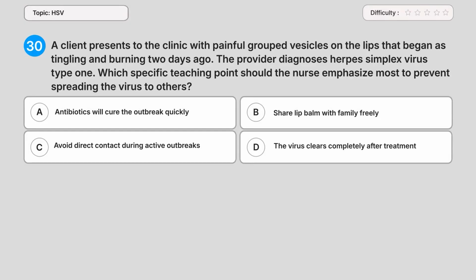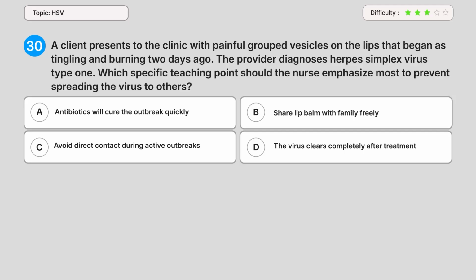30. A client presents to the clinic with painful grouped vesicles on the lips that began as tingling and burning 2 days ago. The provider diagnoses herpes simplex virus type 1. Which specific teaching point should the nurse emphasize most to prevent spreading the virus to others?